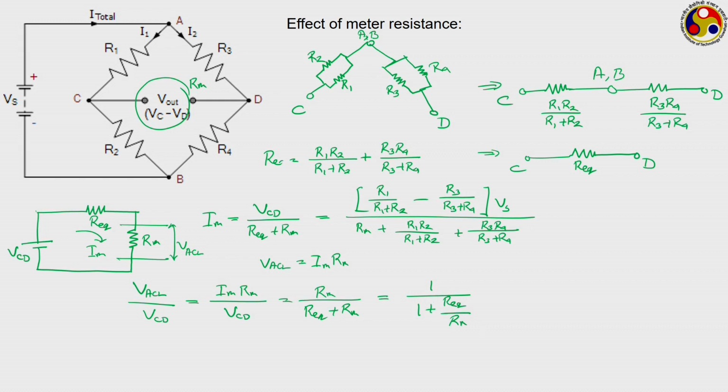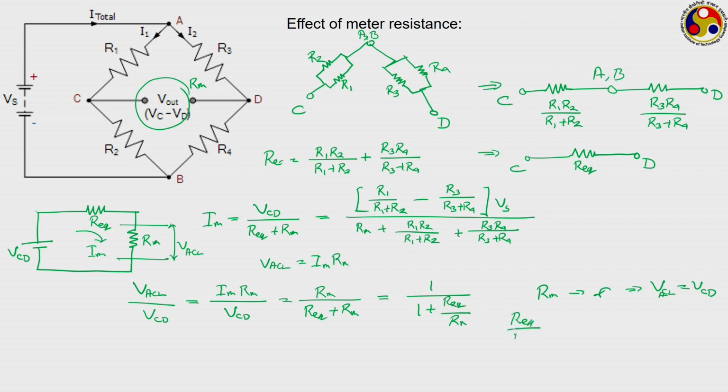In a situation where Rm tends to infinity, the denominator reduces to 1, that is, your actual measured voltage VACL is equal to VCD. So, whatever you measure using your voltmeter is the true value. But in practical cases, Rm always has some finite value. It is never possible to have a voltmeter with infinite resistance. So, we have to limit the loss, and that depends upon this particular ratio of R equivalent to Rm.